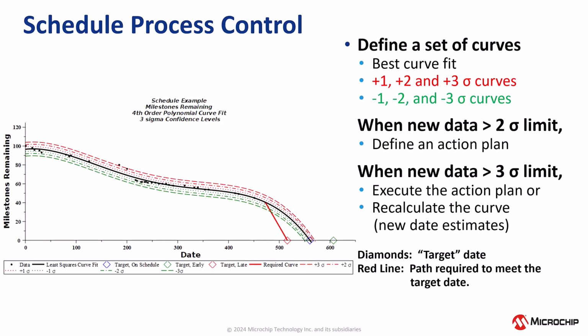Now, when a point goes beyond the plus or minus 3 sigma curve, the action plan should be implemented. The solid red line is used to highlight how serious a schedule deviation is. If it's too steep, it becomes unrealistic to believe that the target can be met without some major adjustments. This line is very effective in illustrating the seriousness of the schedule situation to management.